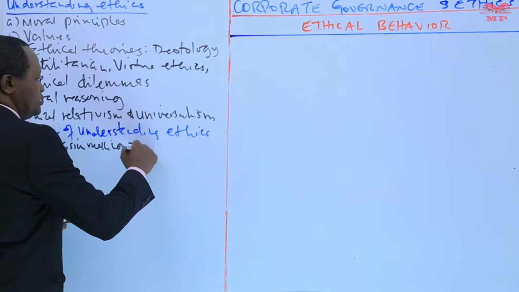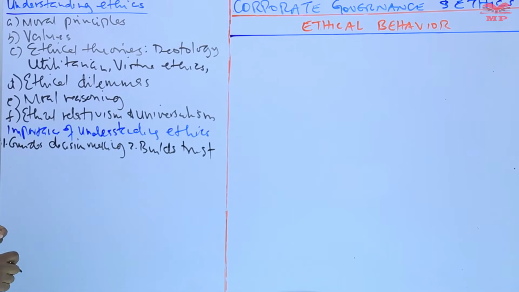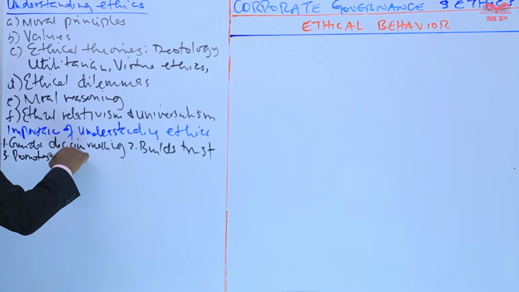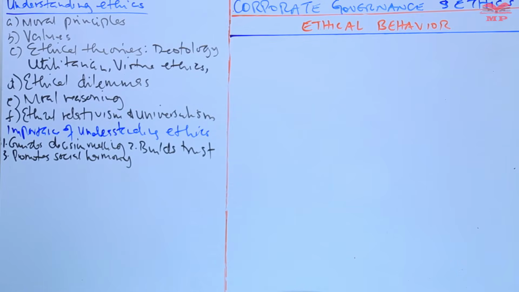Two, it also builds trust and credibility. Ethical behavior fosters trust and respect from others, both in personal and professional relationships. Three, ethics promotes social harmony. When individuals and organizations act ethically, it contributes to a moral society. It also contributes to a more just and harmonious society.